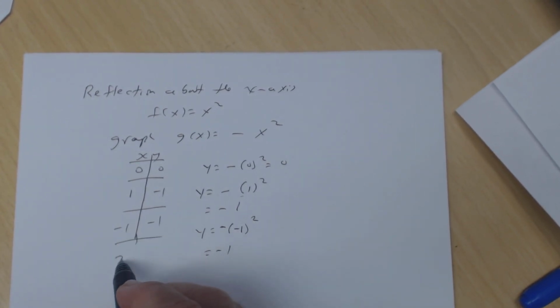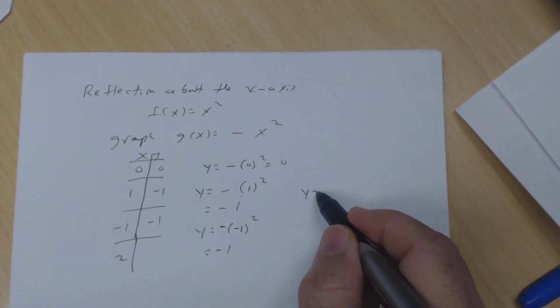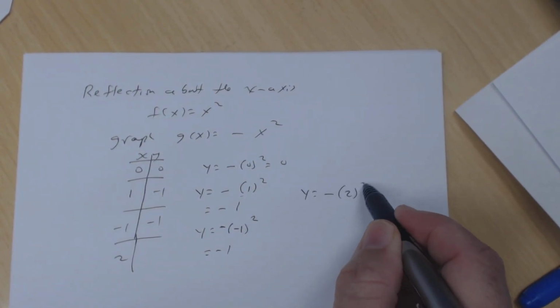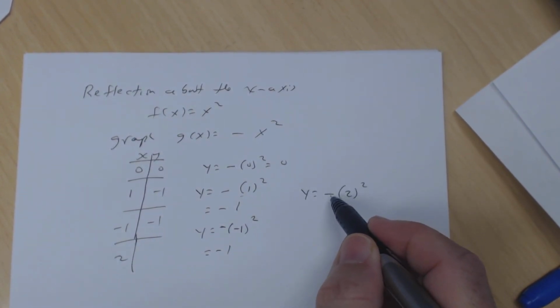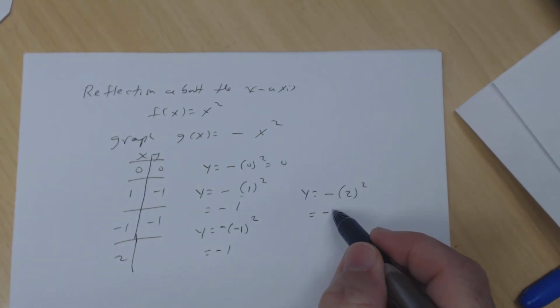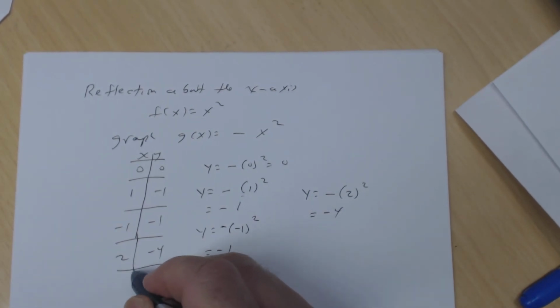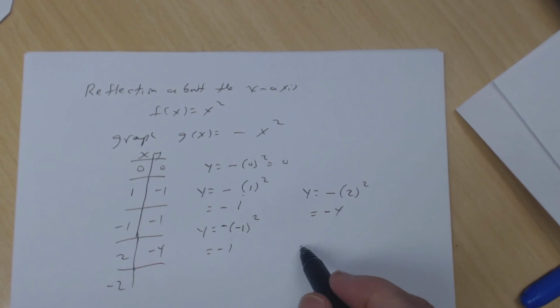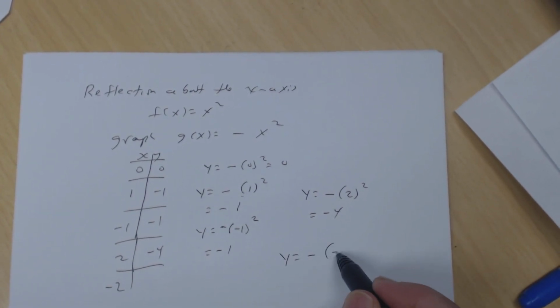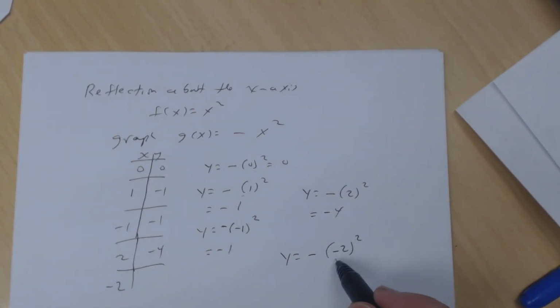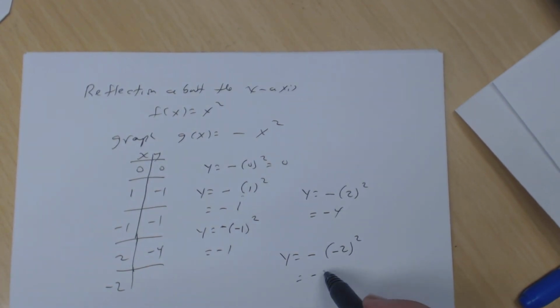When x is 2, I get y equals the opposite of 2 squared. 2 squared is 4, so this becomes negative 4. And when x is negative 2, I get y equals the opposite of negative 2 squared. Negative 2 squared is 4, so this stays negative 4.